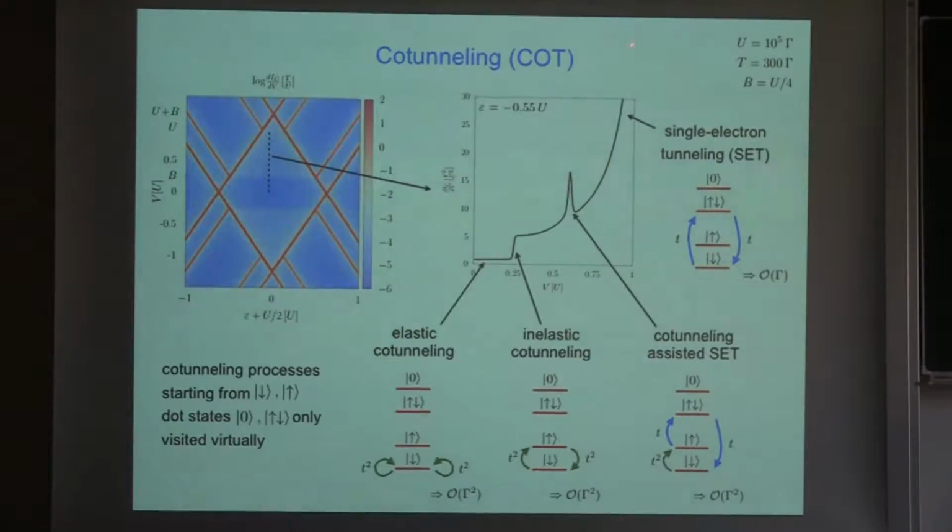And then, of course, when you move out further, you have the big single electron tunneling process that dominates everything. But by these processes you can already learn a lot about the structure inside your Coulomb diamond, and you can see what processes are possible between the different energy levels on your nanostructure.